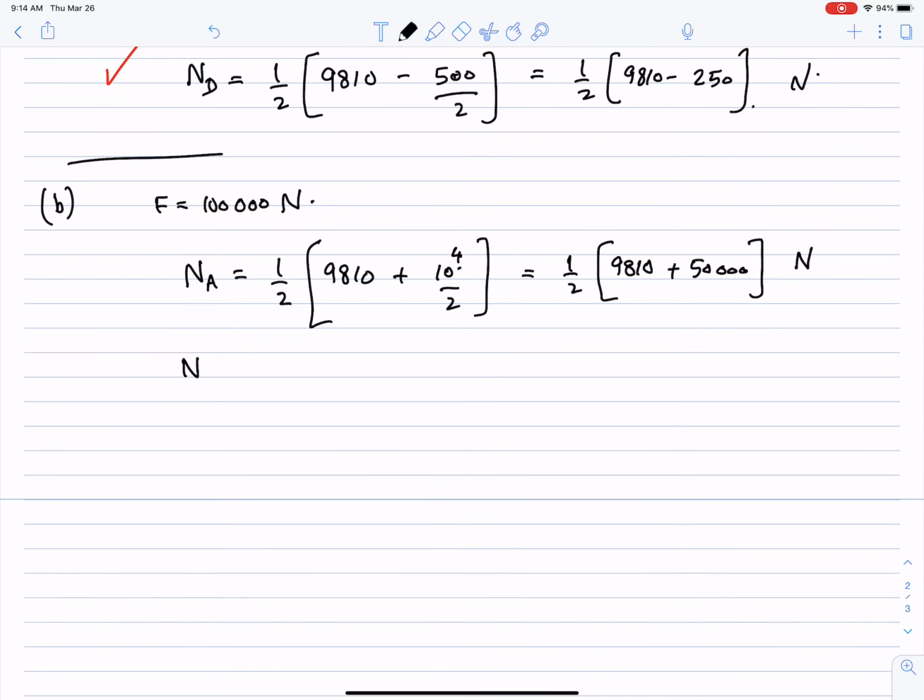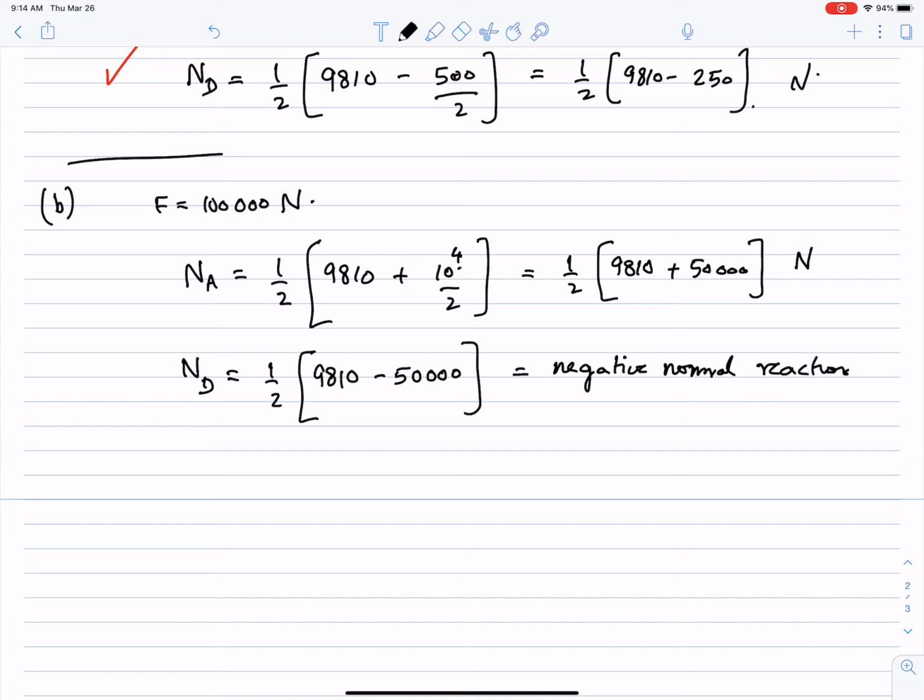But ND, here's where it gets interesting. It's 9,810 minus 50,000. Okay, it's minus 50,000, and you get a negative number. Okay, a negative normal reaction. I'm not particularly interested in the actual number, but the point I want to make is you get a negative normal reaction.